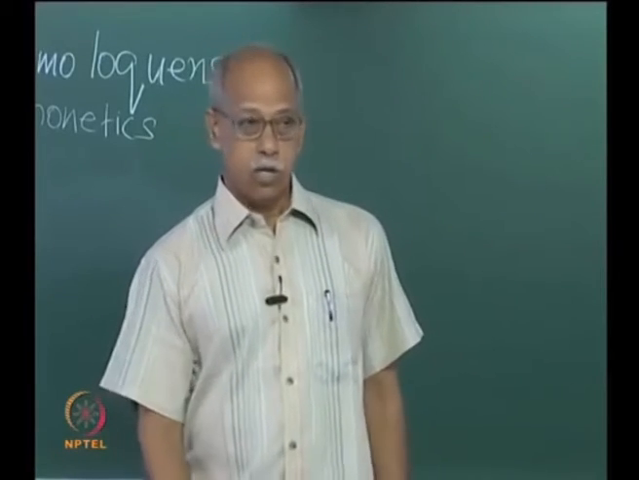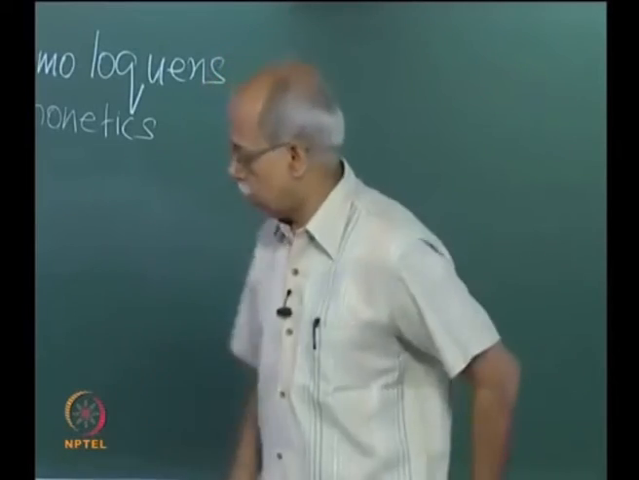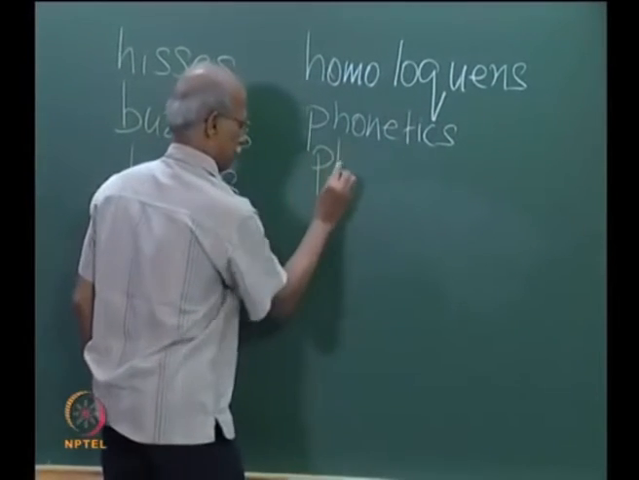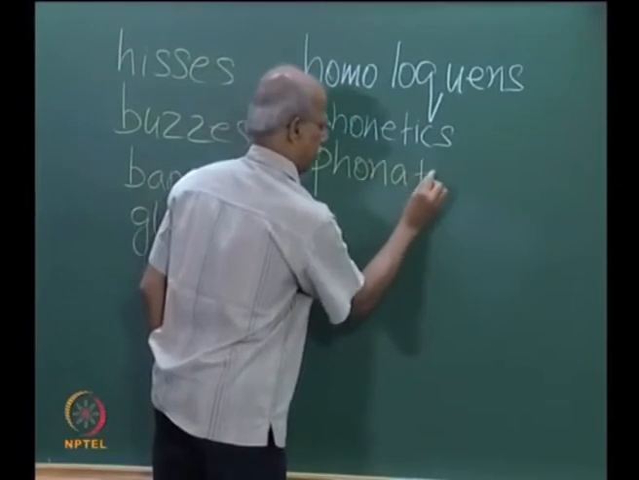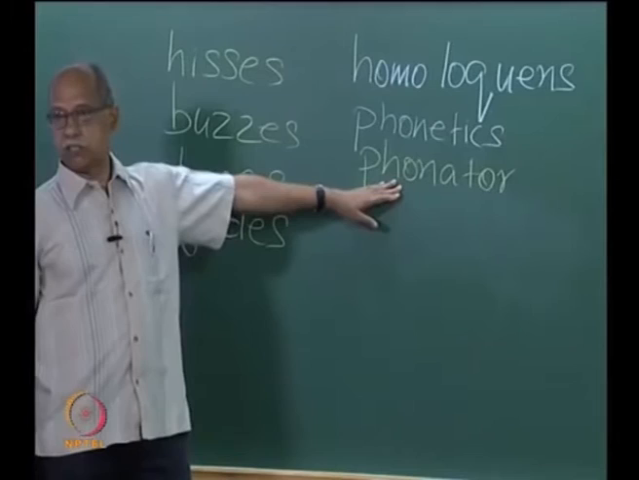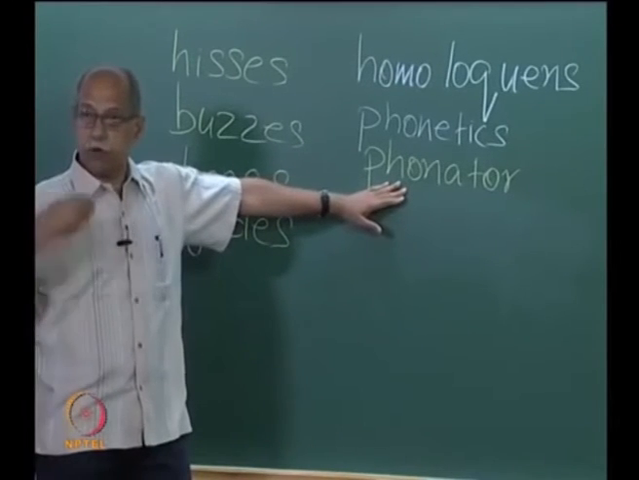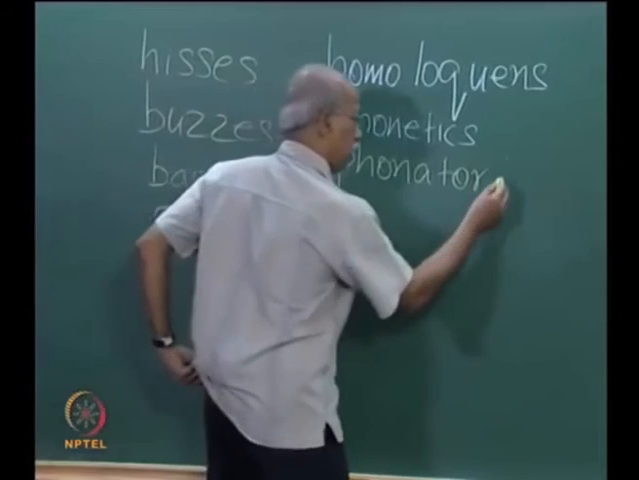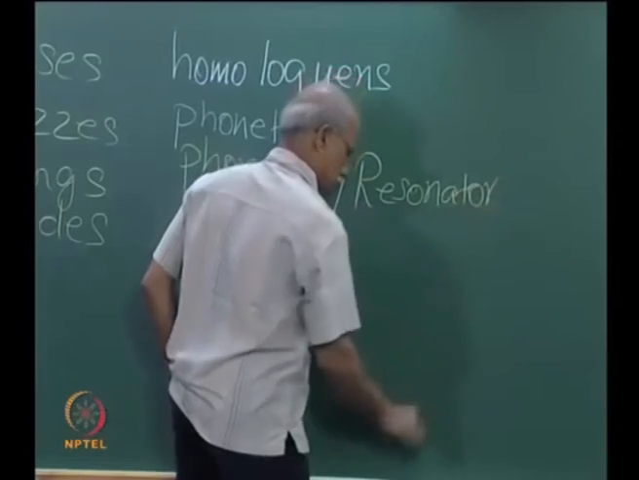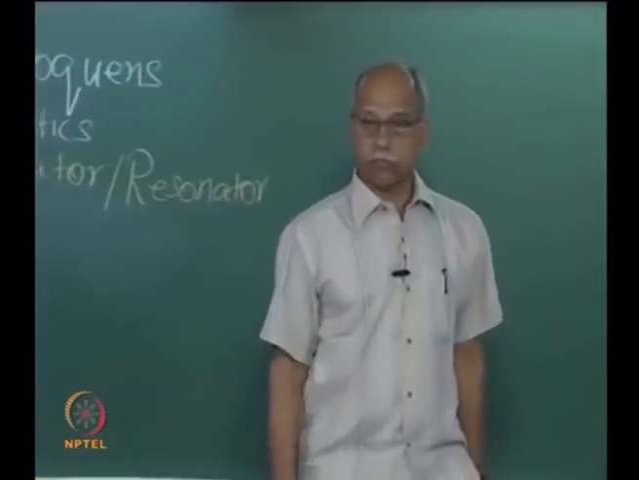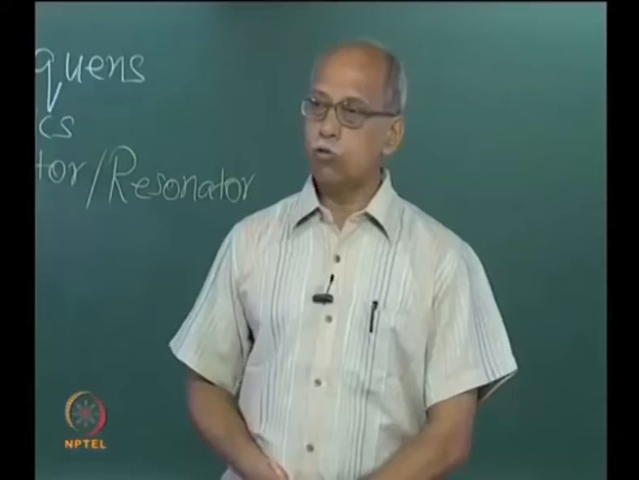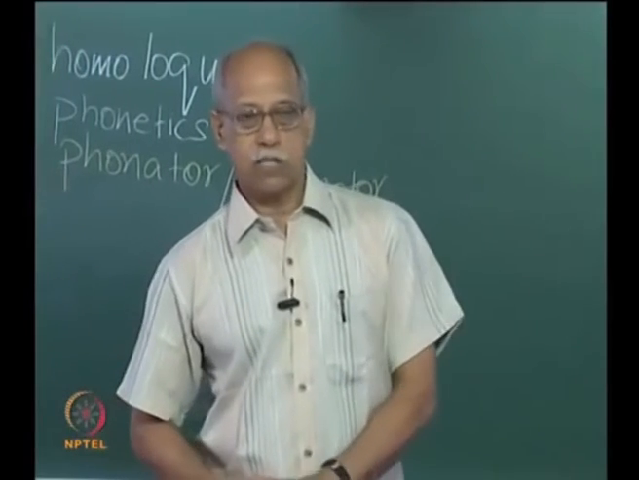That is why philosophers have called this vocal box. Please write if you like. It is called phonator. Phonator. Okay, it gives the phone, the voice. Some people also call it resonator. It gives you resonance. Okay, without this you cannot speak. Without this you cannot be heard. You can speak, of course.